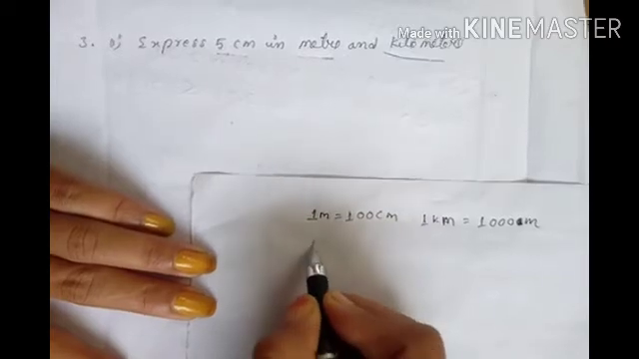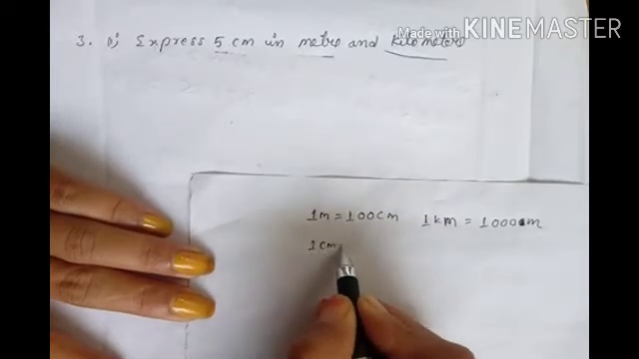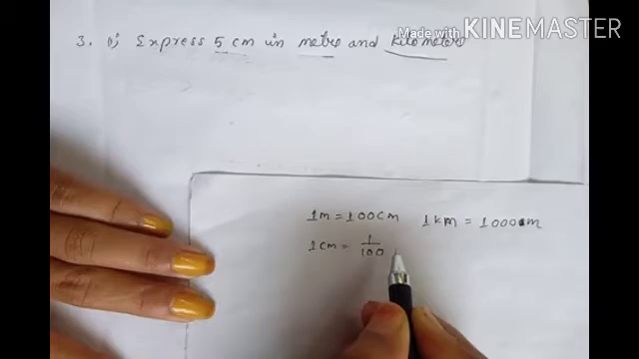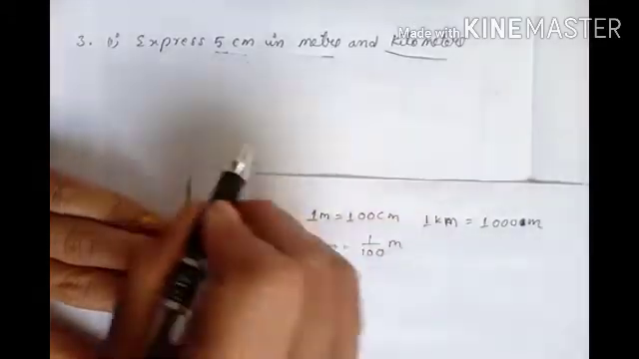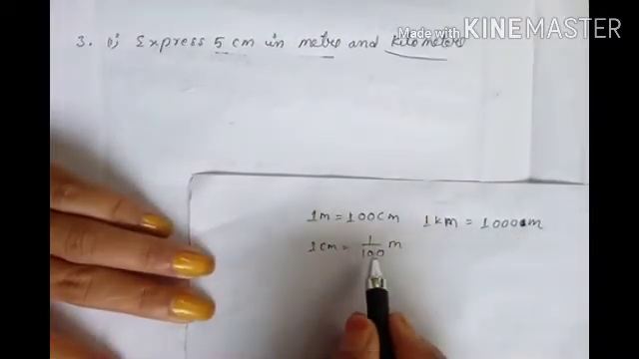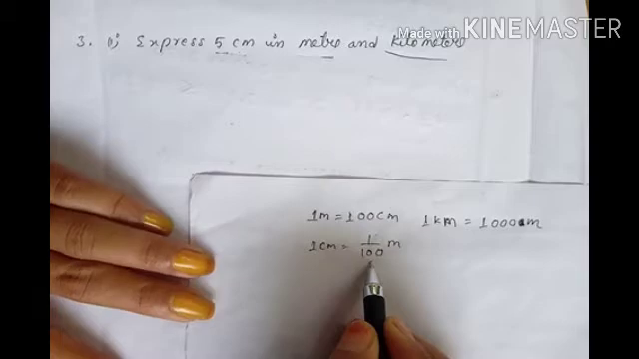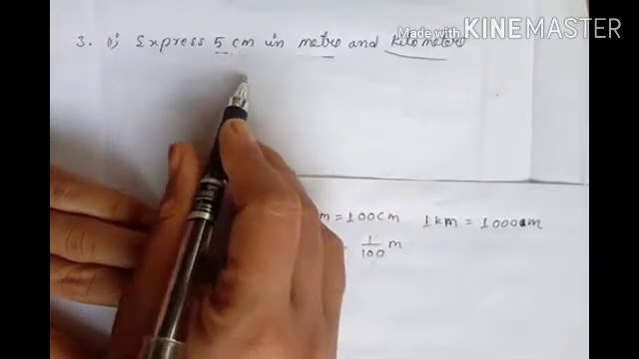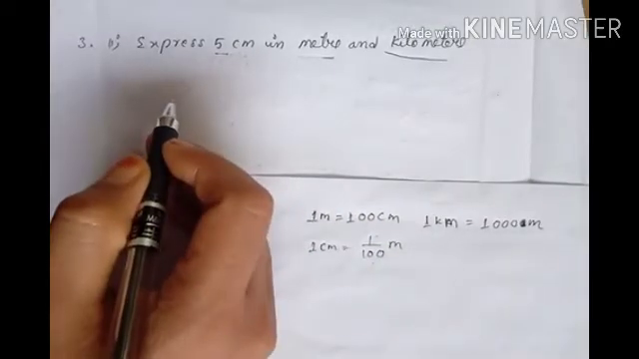So 1 centimeter will be equal to how much? 1 upon 100 meter. So when you will convert this 5 centimeter to meter, what you have to do? You have to multiply with 1 upon 100. That means you have to divide with 100 the given number 5.